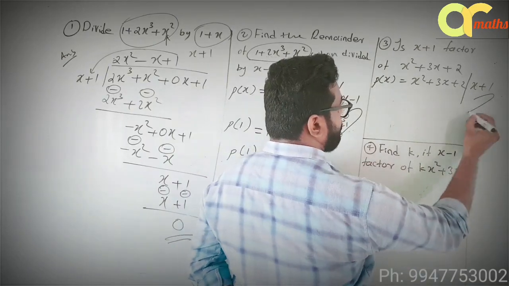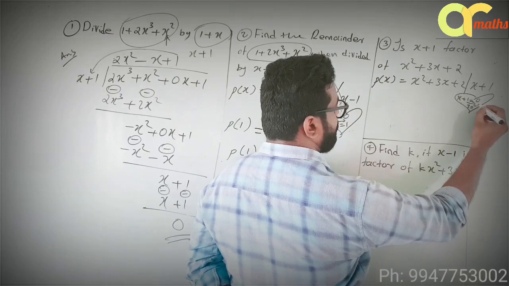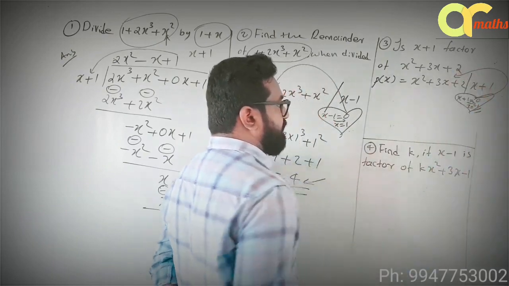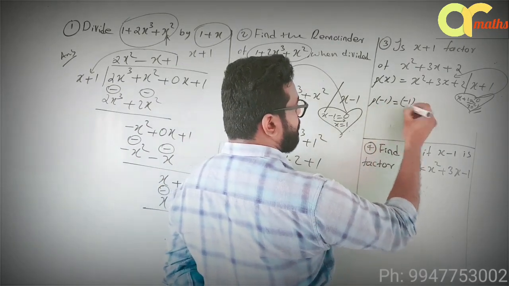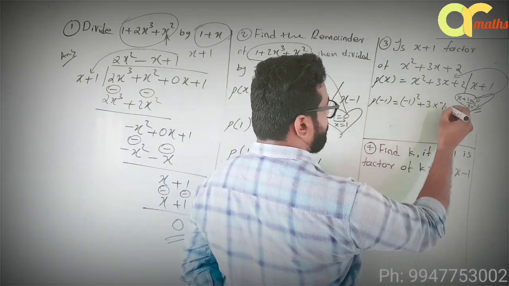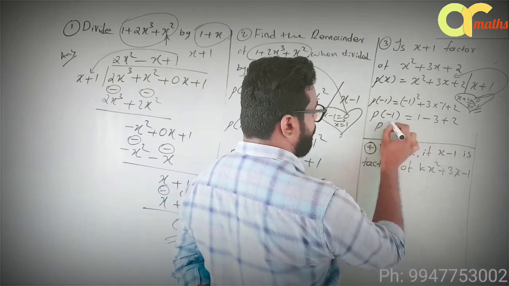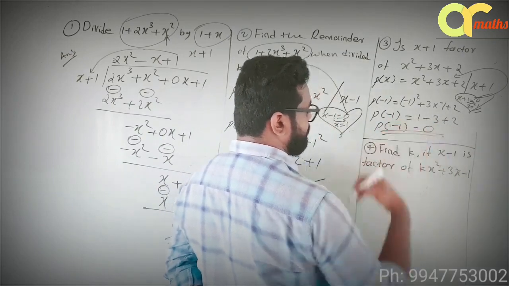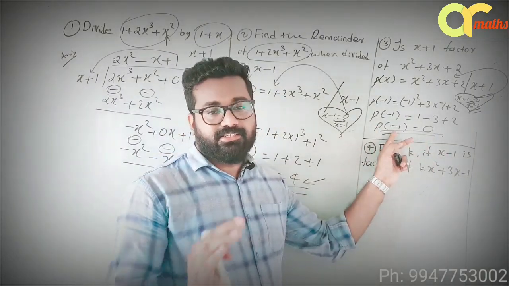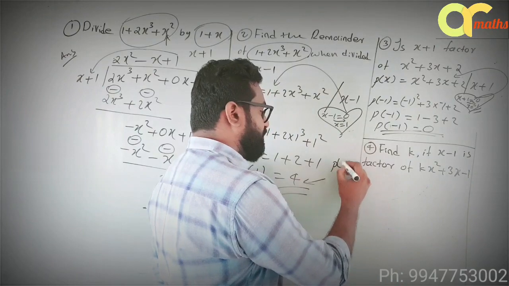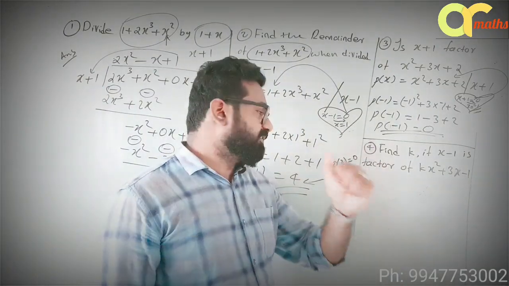Then how to find the remainder? To find the remainder, put x plus 1 equal to 0, then you will get x equal to minus 1. Then substitute that x equal to minus 1 in the polynomial equation. What is p of minus 1? Minus 1 square plus 3 into minus 1 plus 2. Then p of minus 1 equals 1 minus 3 plus 2. So p of minus 1 equals 0. Then you can say that if p of minus 1 equals 0, x plus 1 is its factor. If p of 2 equals 0, x minus 2 is a factor of that polynomial. That is the factorization theorem.